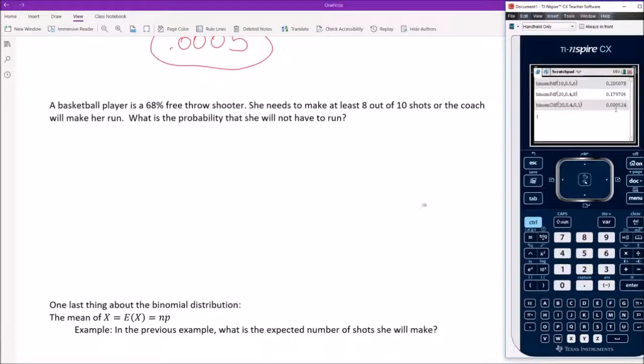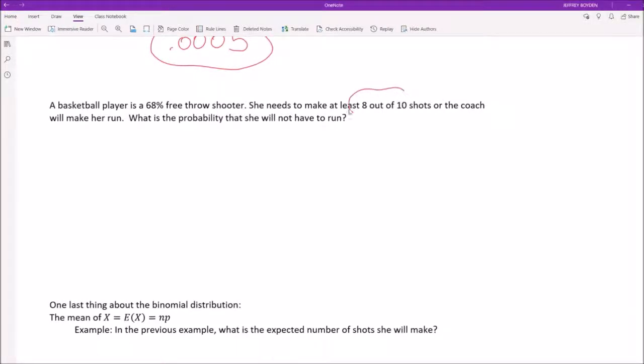Let's try another one. In this example, we have a basketball player who shoots free throws with 68% success. She needs to make at least 8 out of 10 shots or her coach is going to punish her. Yikes. What's the probability that she will not have to run, that she will not be punished? So let's write down our information.